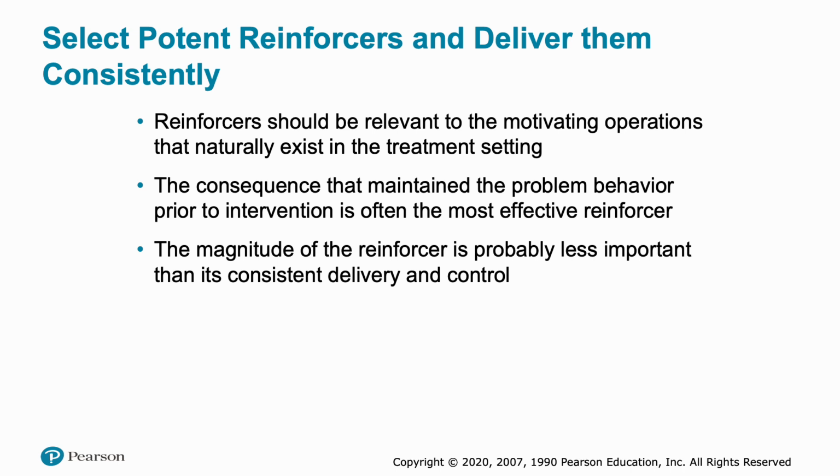You also want to, whenever possible, select an alternative behavior that matches the function of the problem behavior, so that the reinforcer that's maintaining the problem behavior is also the reinforcer that they're going to receive for engaging in the appropriate alternative behavior. Because the consequence that's maintaining the problem behavior prior to intervention is going to be the most effective reinforcer. This is what we call function-based interventions. When we have an intervention that matches the function of the behavior, it's more likely to be effective.